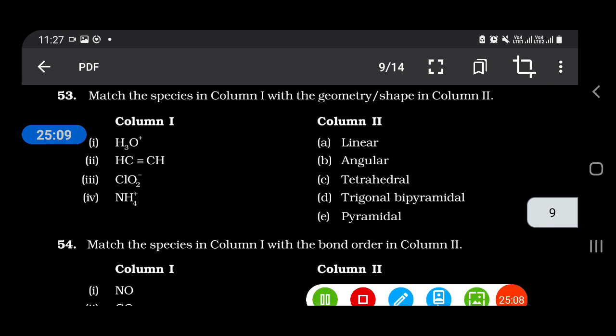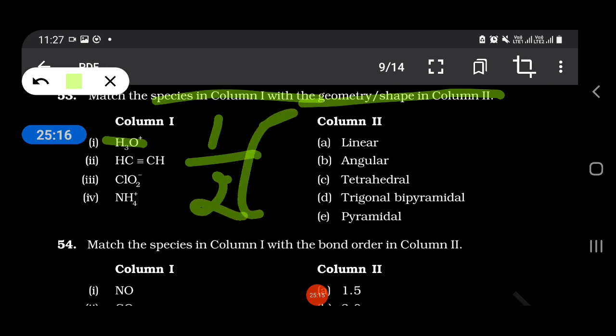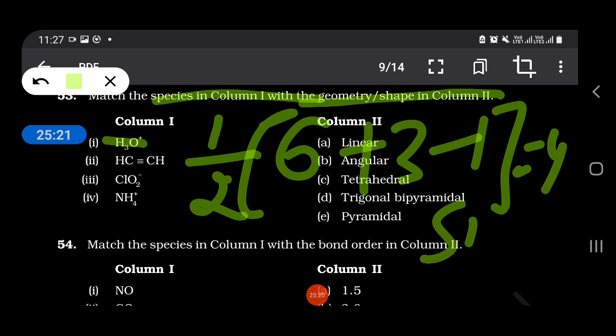Match the species in column 1 with the geometry or shape in column 2. So H3O plus, we will do 6 plus 3 minus 1, that is 4, sp3, so it will be tetrahedral geometry, because it is sp3, and here it is linear.